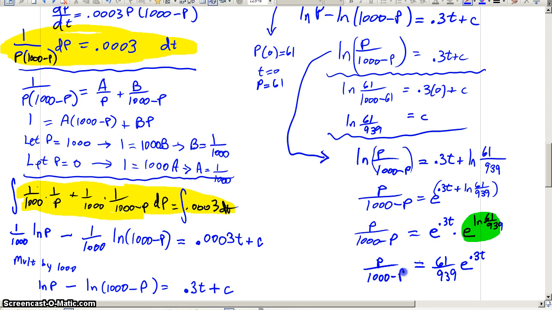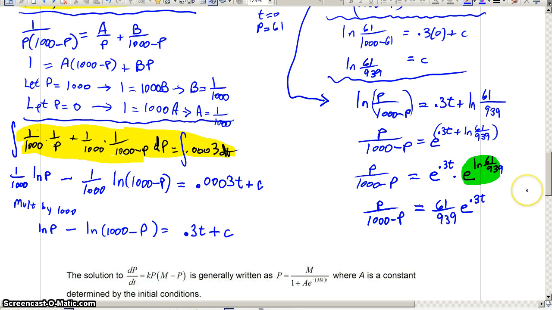There are a couple of ways we could do that. If I may, though, I'd like to make a little suggestion on taking a reciprocal. We're going to take a reciprocal on both sides. So this is going to be 1000 minus P all over P. And here, if we take a reciprocal, we would actually get 939 all over 61. But don't forget, you'd actually have to take a reciprocal over here. If I may, I'm going to write this a little bit differently. Yes, it would be 1 over e to the 0.3t, but for reasons you'll see in just a little bit, I'm just going to write it like so.